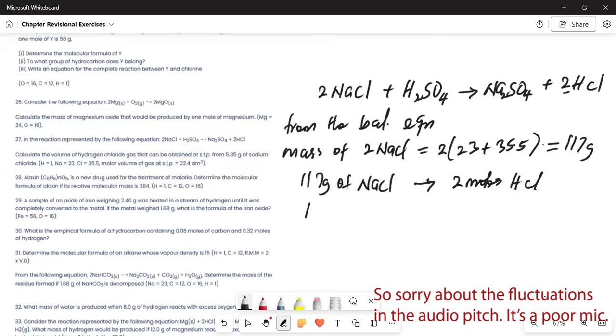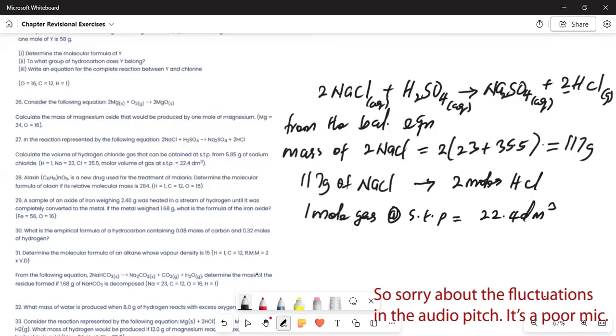And we know that 1 mole of any gas, HCl in this case is a gas. We didn't put the state of the reaction. This is aqueous. This one too is aqueous. This one is aqueous. Now, 1 mole of any gas at STP, because the question says calculate the volume obtained at STP. So 1 mole of any gas at STP has a volume of 22.4 dm cube. But from this balanced equation, we have 2 moles of hydrogen chloride gas.